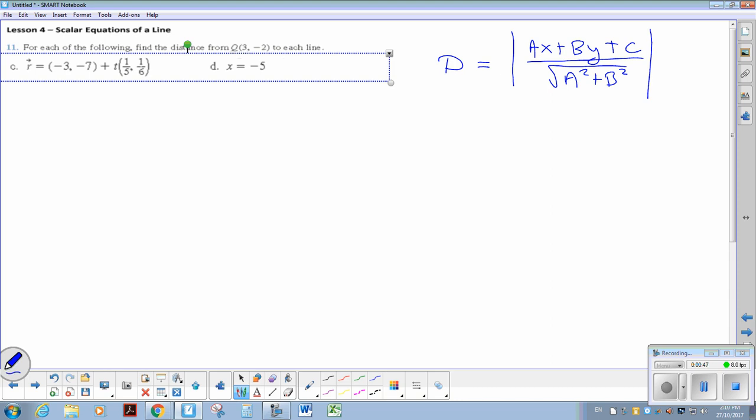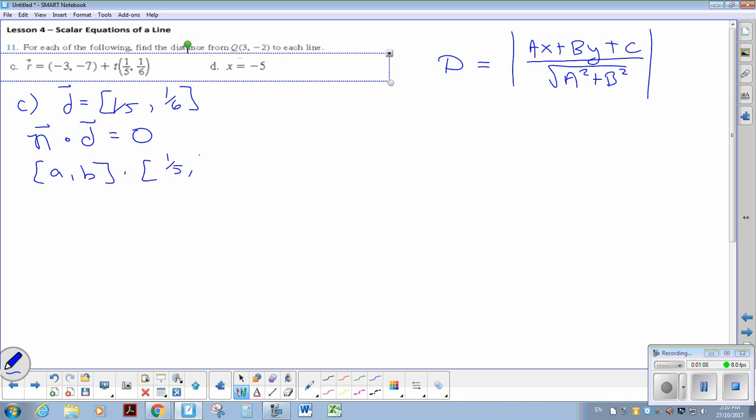All right, so for 11c, we know that our direction vector is (1/5, 1/6). Again, the normal dotted with the direction vector is going to equal 0. So we want to pick values (a, b) that dot with (1/5, 1/6) to equal 0. I'm going to get rid of my fractions because I don't want to use fractions moving forward.